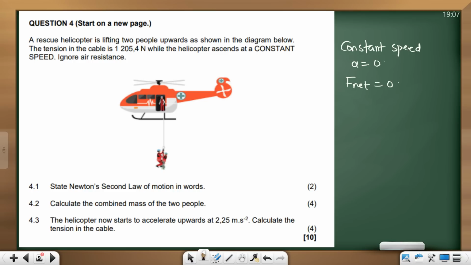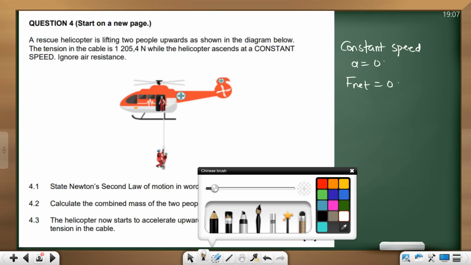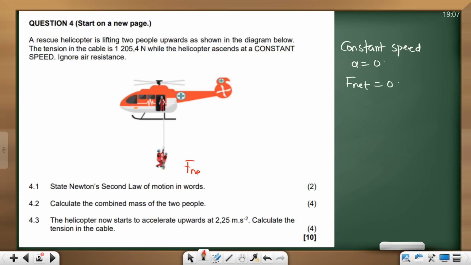I promise you. Naseba, when mommy calls you at home, please say ma. Do you know what mom is telling you? What is F net? F net equals to what? It's not MA. F net equals to what? Ma. Naseba, ma, when a net force acts on an object, just start immediately.